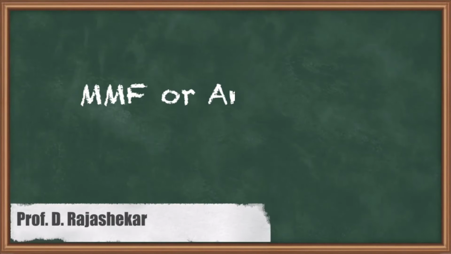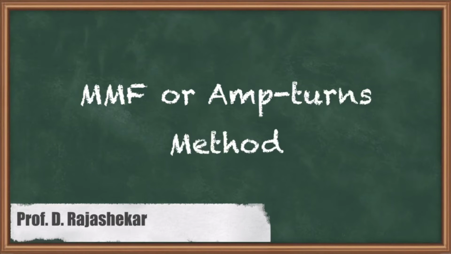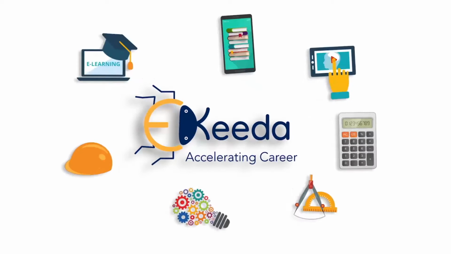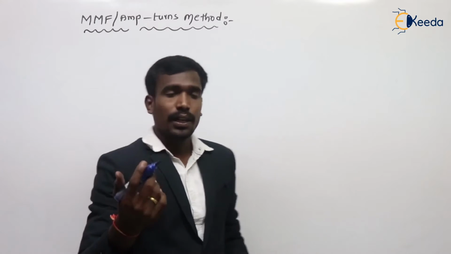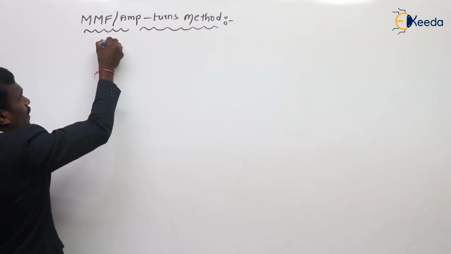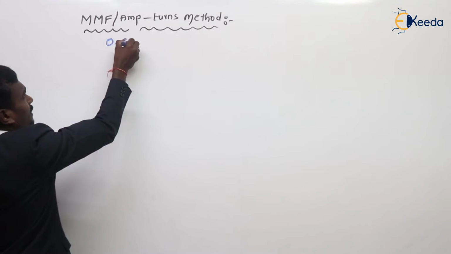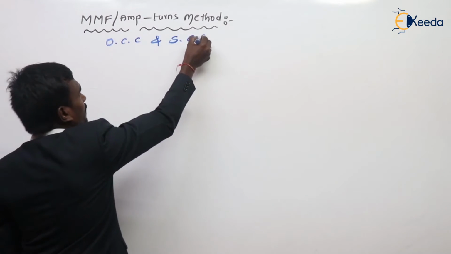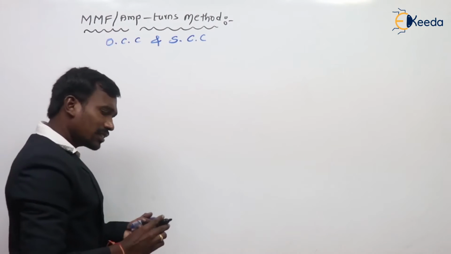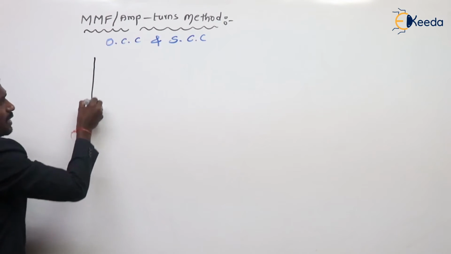Hi friends, in this video, the very important topic, MMF method, also known as the Ampere-turns method. In this method also, we require open circuit characteristics and short circuit characteristics. Let's draw those characteristics here.